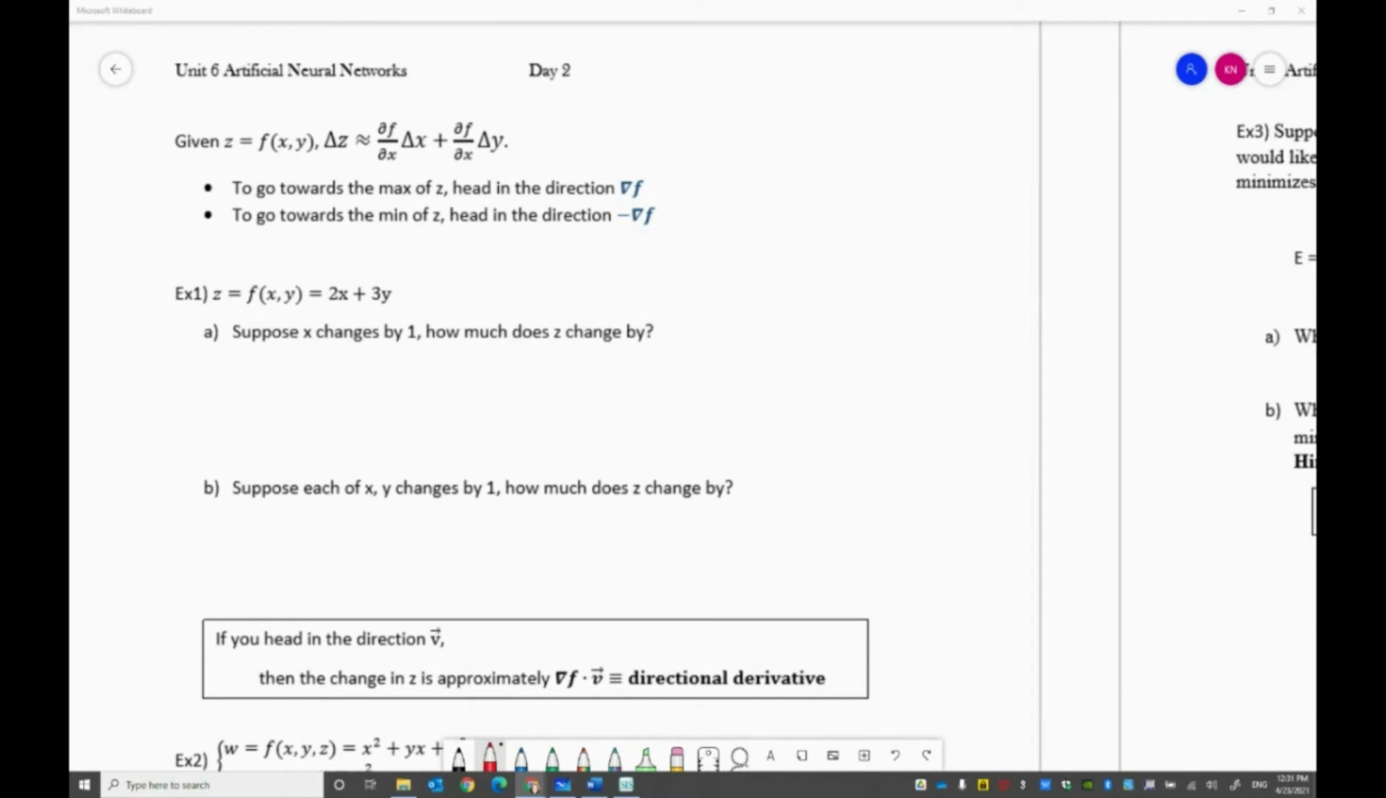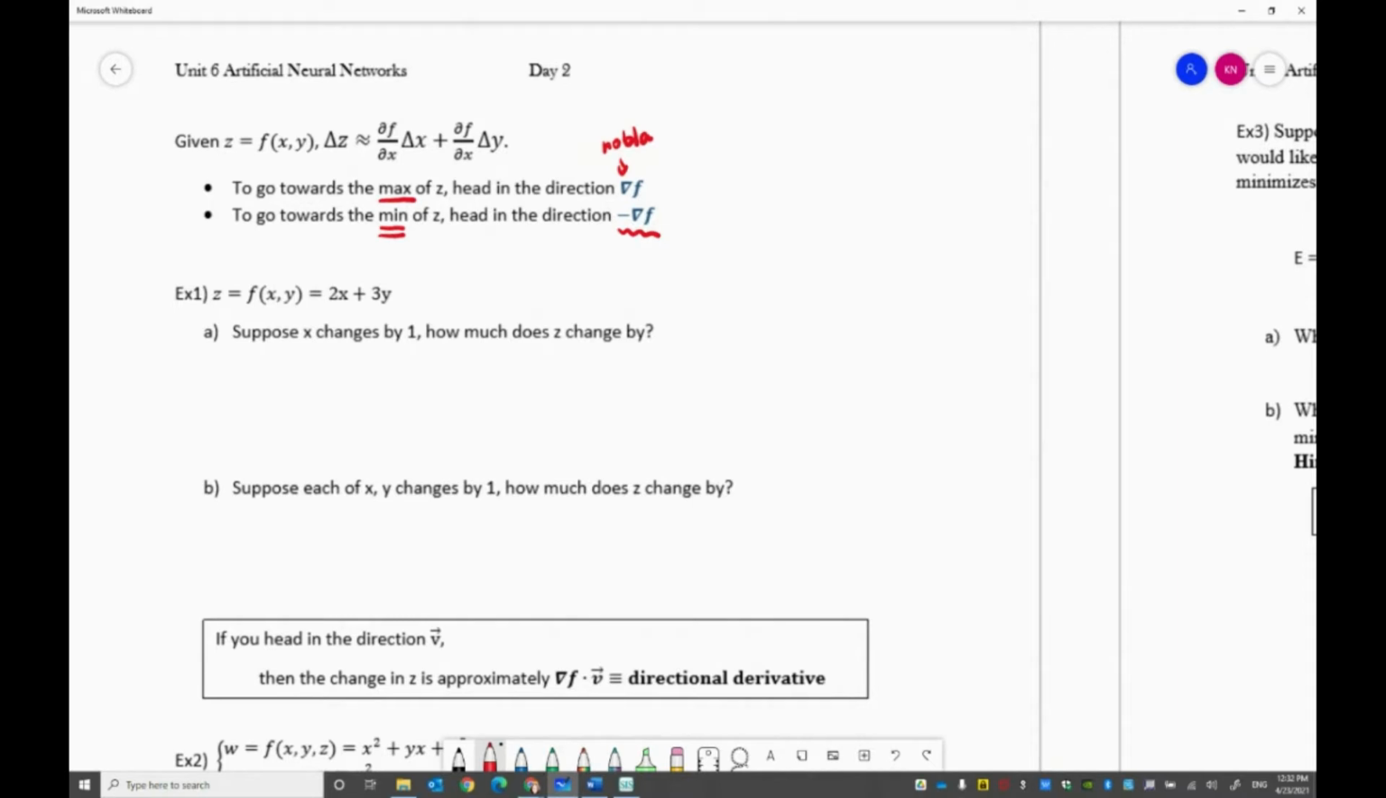We are going to use nabla f, the partial vector, when we want to go toward the maximum of z, and we are going to go in the direction of the negative nabla f when we want to find the minimum of z.